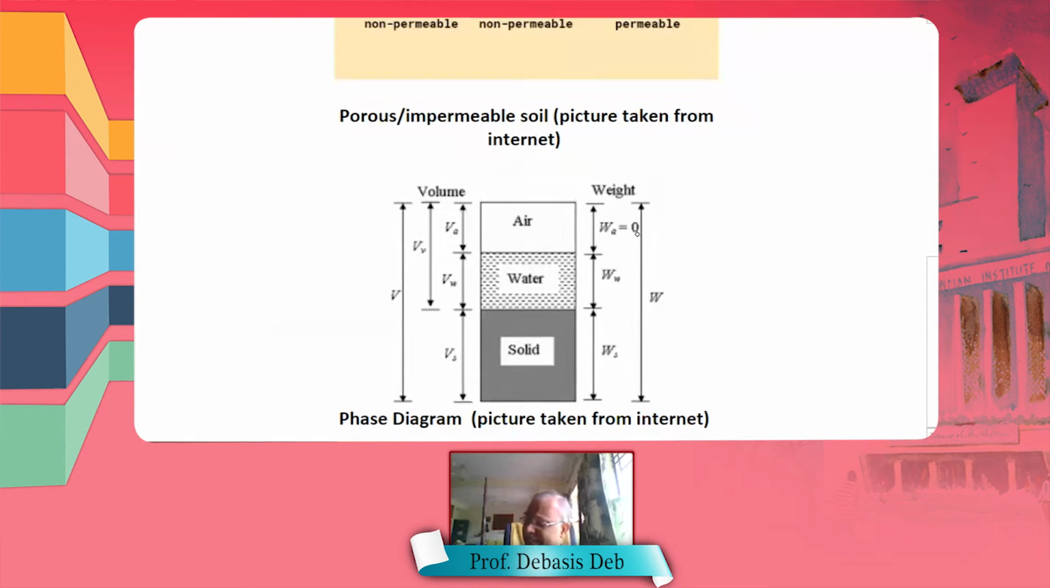So what you can see is the volume of void is basically VA and VW together. Air volume and the water volume together is the volume of void. And here, in weight, this will not be considered. So air has the volume, but no weight. Remember that. That creates the confusion while we do the definitions as well as the calculations.